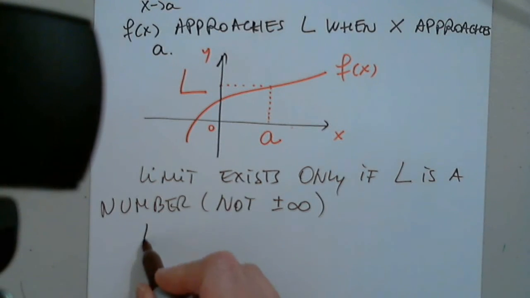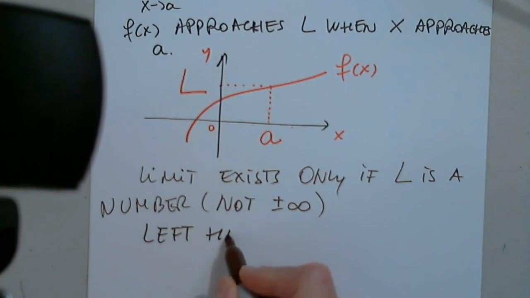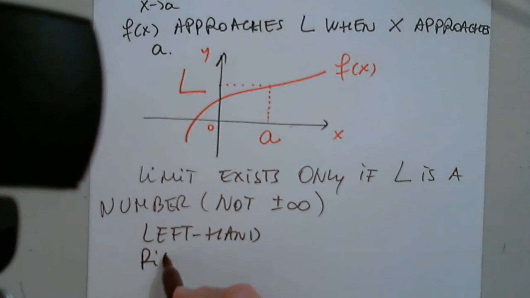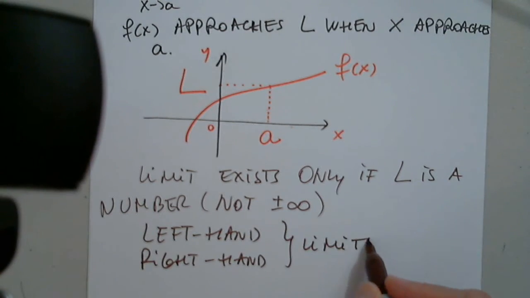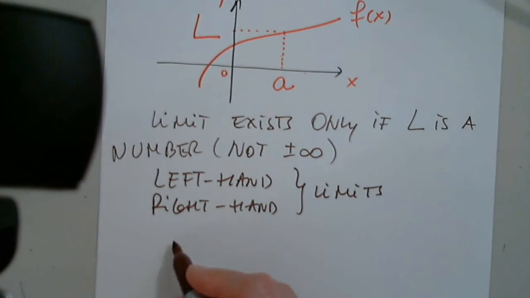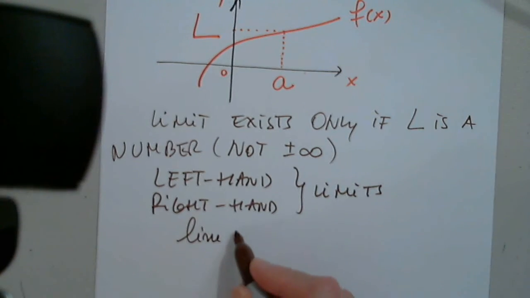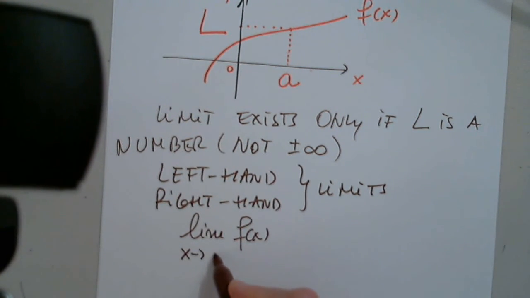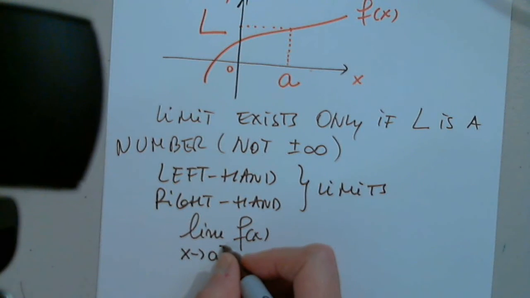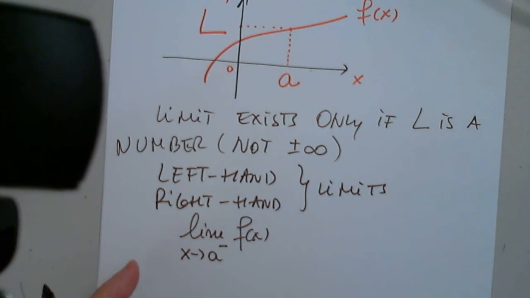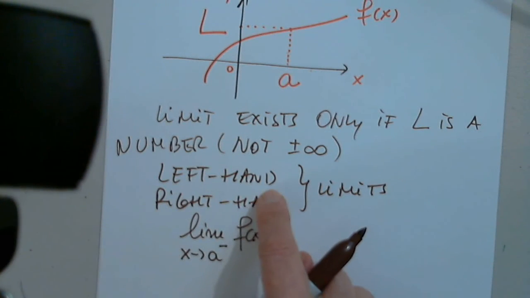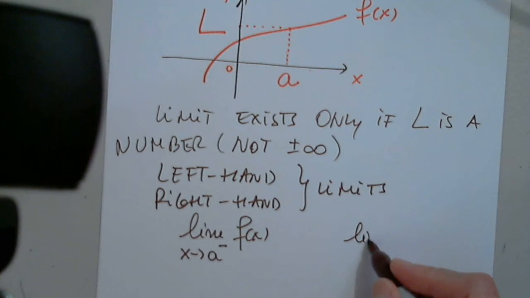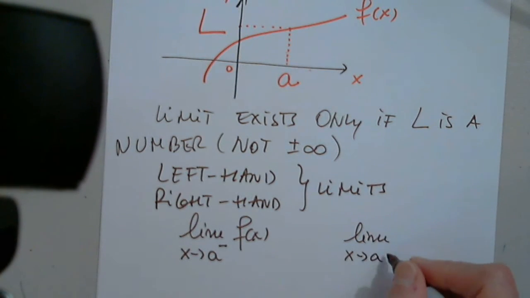There is also something called left-hand and right-hand limits. How do I write such a thing? The left one, limit of f of x as x approaches a, with the minus as the power, saying with numbers from the left of a, smaller than a. This is the left-hand limit. The right-hand limit will be as x approaches a with values higher than a.